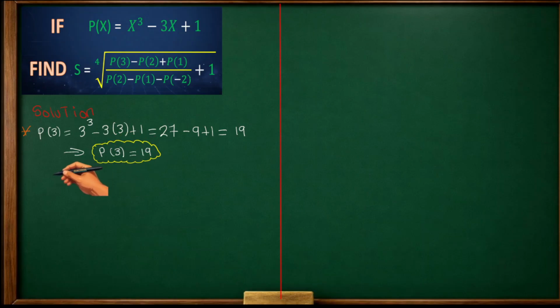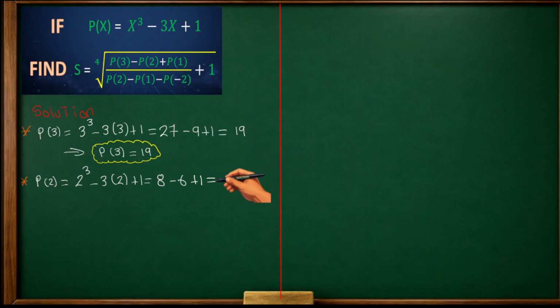Next, p of 2 equal to, replacing 2 to the cube minus 3 times 2 plus 1, equal to 2 to the cube is 8, minus 3 times 2, minus 6, plus 1, equal to 8 minus 6 is 2, plus 1, 3. Then p of 2 equal to 3.